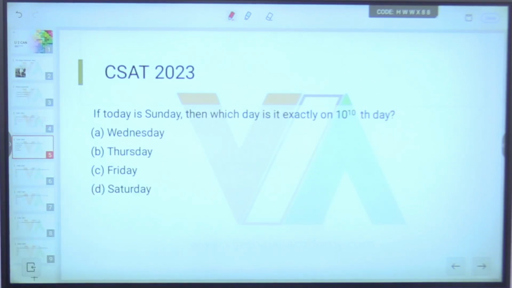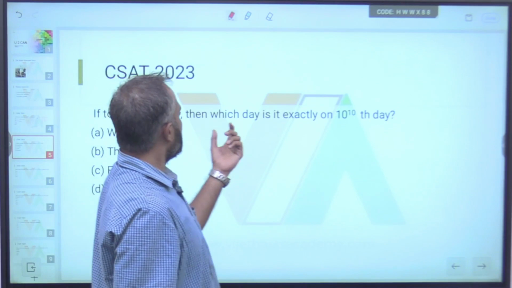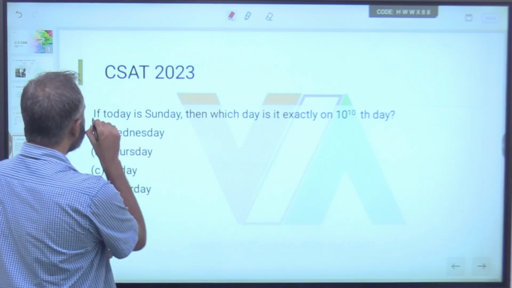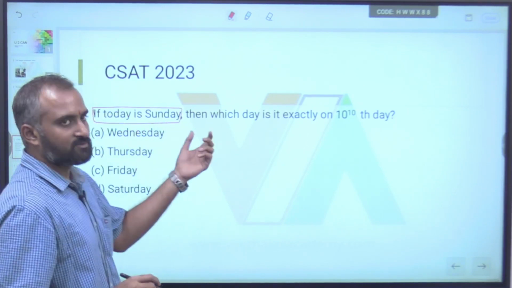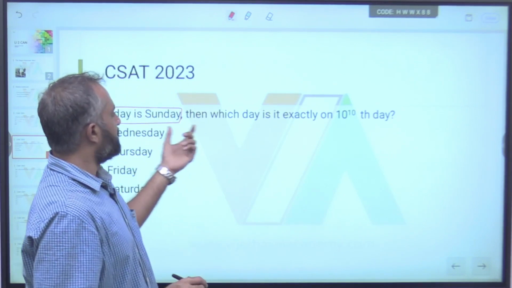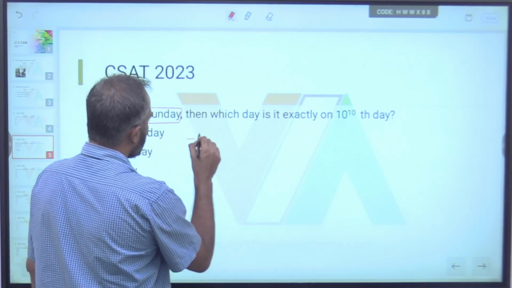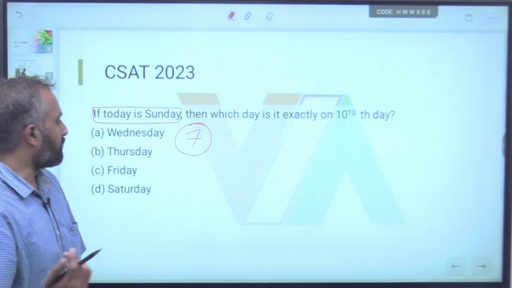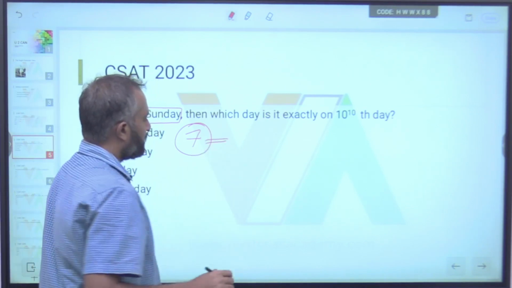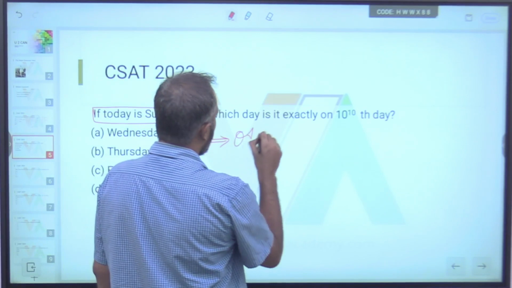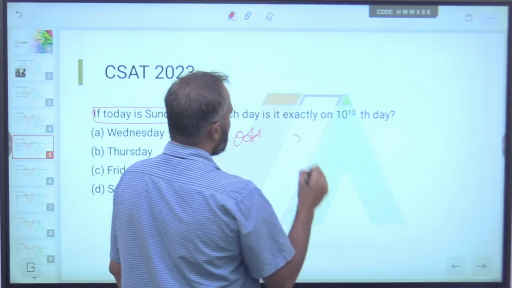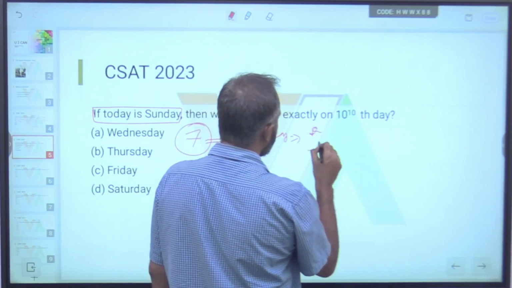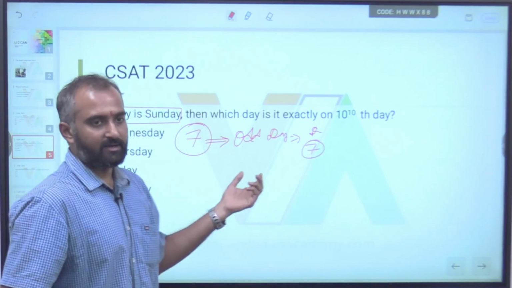Next, if today is Sunday, then which day is it exactly on the 10 to the power of 10th day? Although this may look like a calendar problem, this is actually a remainder theorem problem. We know days are a multiple of 7. If you have a basic understanding of calendar problems, we know that we solve days by using the odd day approach. The odd day approach is nothing but seeing the number of days that are left out when divided by 7, and from there on we calculate.